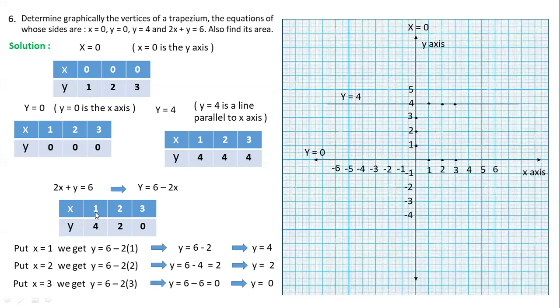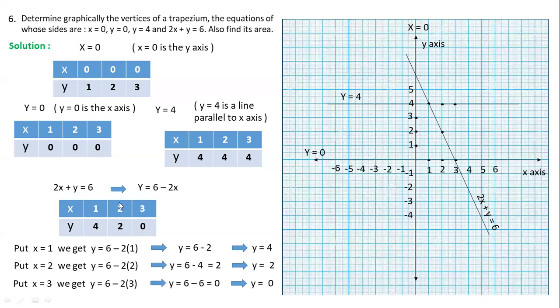Now let us take the fourth equation. X is 1, y is 4. It is this point. X is 2, y is 2. It is here. X is 3, y is 0. It is here. So these three points, let us join them. See. What is this? It is the graph of which equation? You should write that actually. After having written, now if you see here, this is your trapezium.